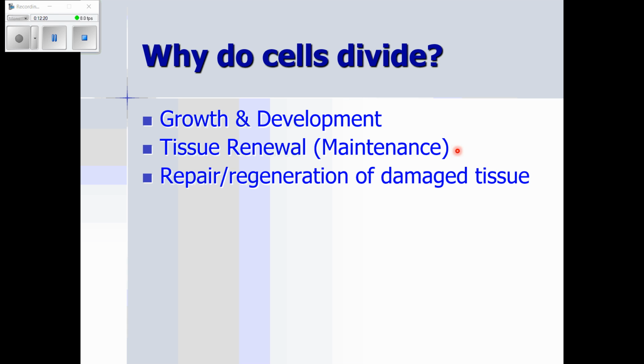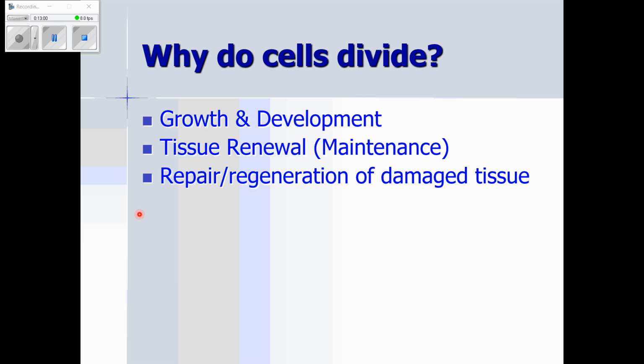Likewise, your red blood cells, which carry oxygen throughout your circulatory system, your average red blood cell only lives for about 4 months, and sometimes not even that long. And so you're constantly having to make new blood cells to replace the ones that were lost. That's called tissue renewal. And then if you're healing from damage, from a cut, from an injury, that would be repair and regeneration of damaged tissue.